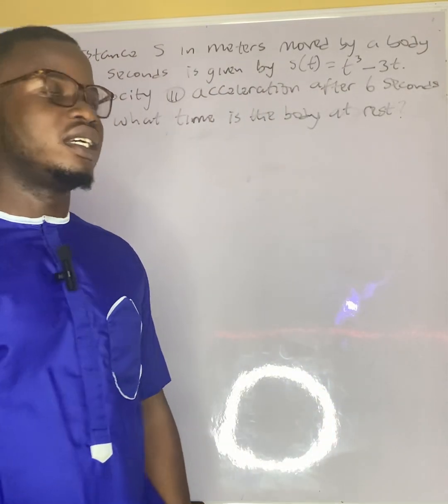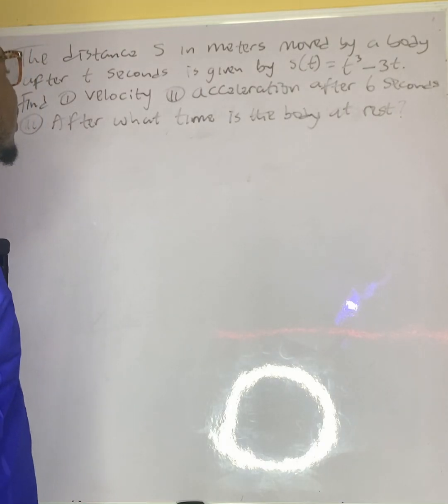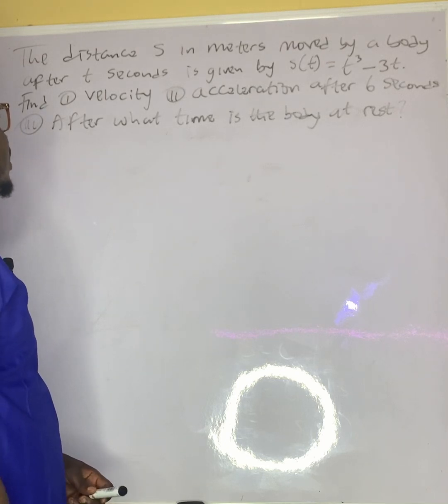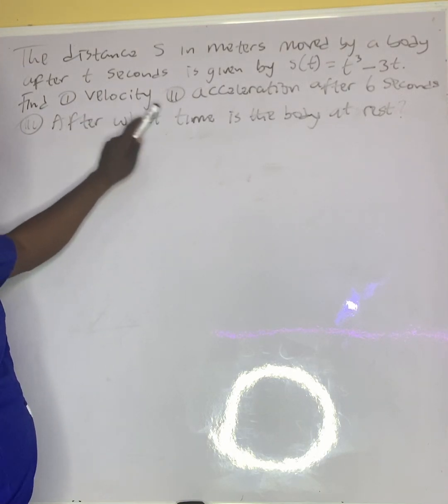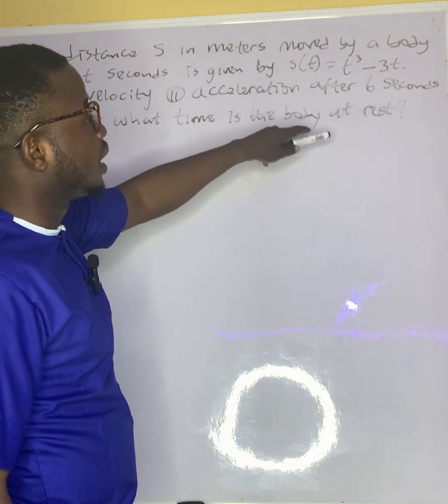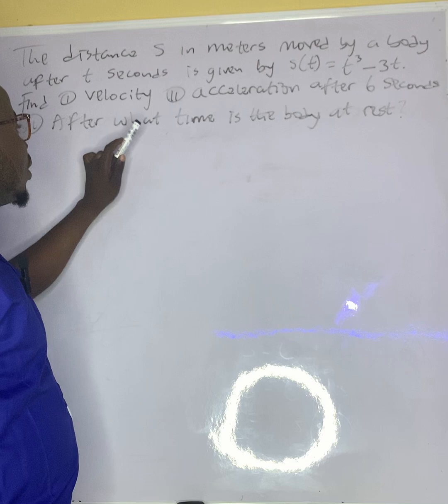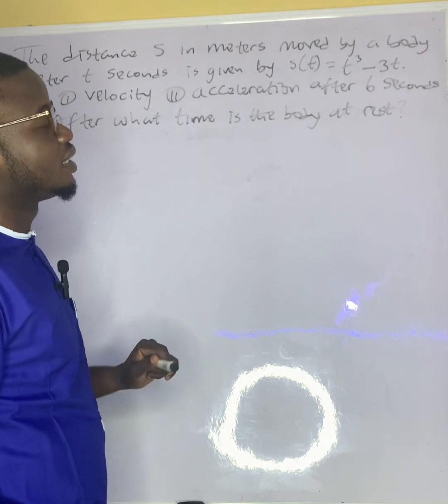And the question I will have here is: the distance s in meters moved by a body after t seconds is given by s of t equals t cubed minus 3t. Find the velocity, then the acceleration after 6 seconds. Then we have the third question: after what time is the body at rest?